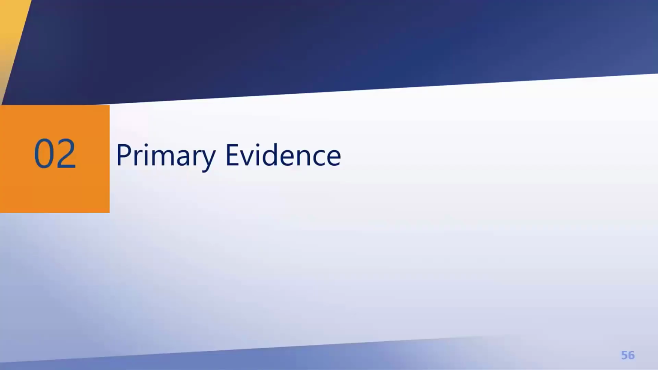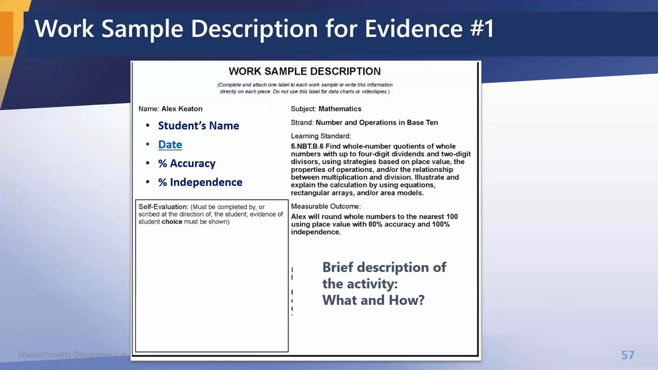Makes a difference. So now we're going to talk about the evidence. So we've talked about the measurable outcome, which is the entry point or access skill. Then we did the data charts, brief descriptions, and now we're moving on to primary evidence. Remember that each strand will have the student's work, at least 2 pieces of work.